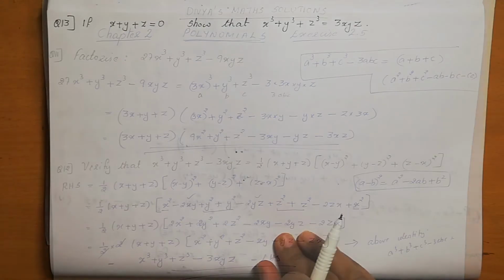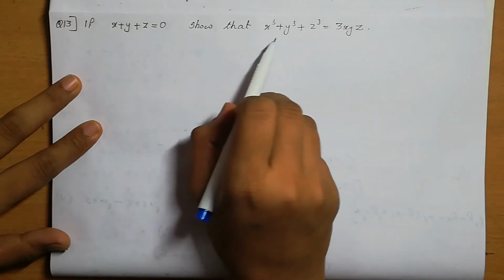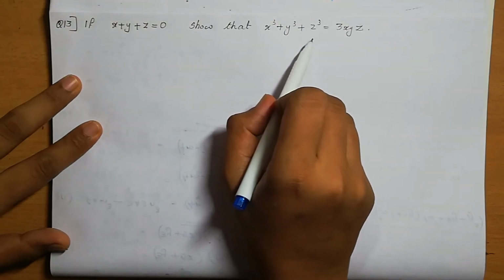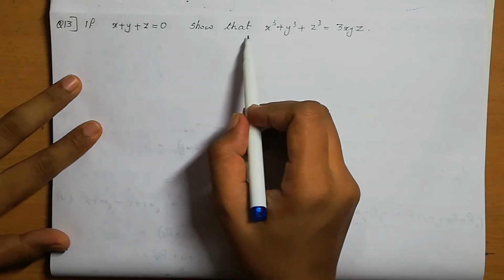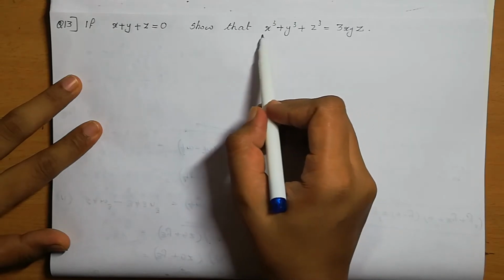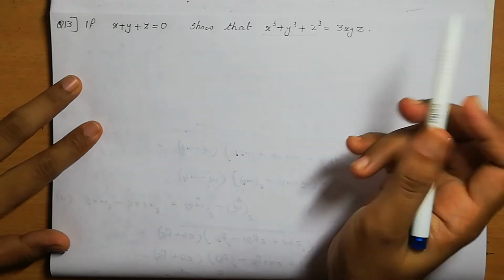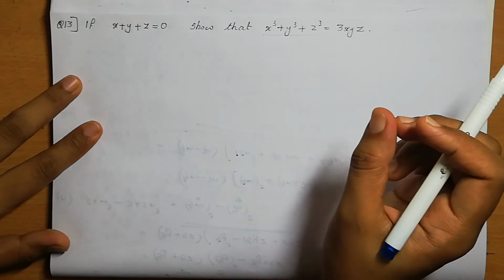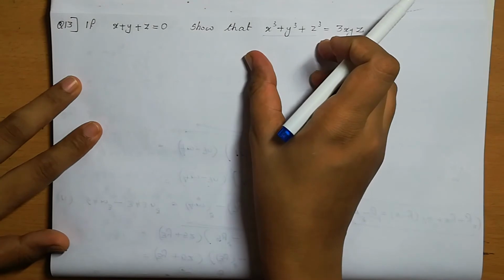Question number 13. If x plus y plus z equal to 0, show that x cube plus y cube plus z cube equal to 3xyz. Again, from here we need to identify which identity we can use. So here also we can see that 3 cube terms are there. 3 cube terms are there, so what is the identity? A cube plus b cube plus c cube minus 3abc is the identity, right? So otherwise in terms of x also we can write.